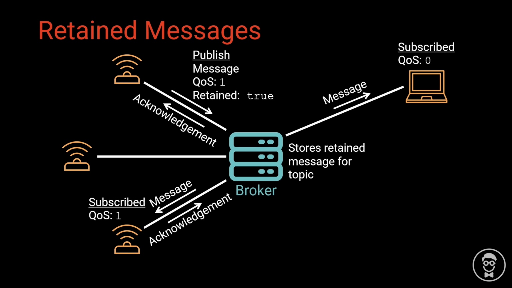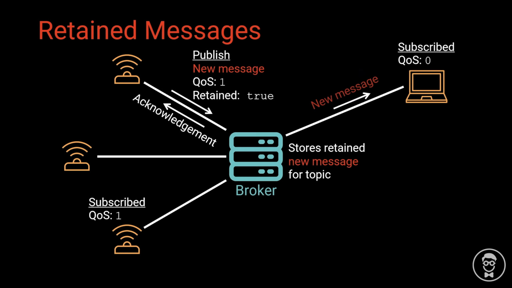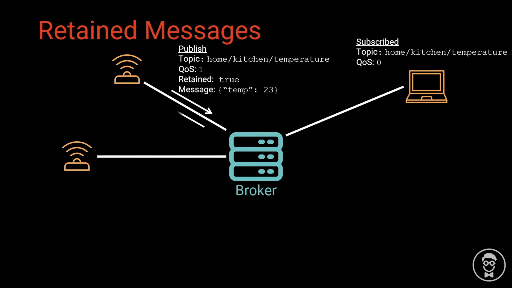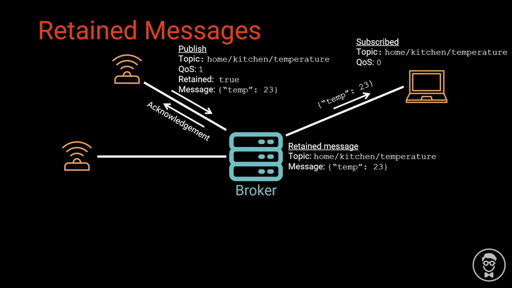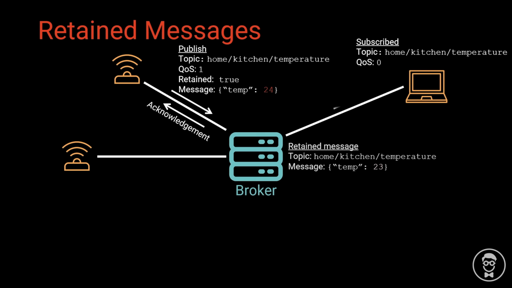Note that a topic can only have one retained message at a time. Anytime a new retained message for a topic is published, it overwrites the previous one. Let's say your kitchen temperature sensor takes a reading and publishes 23 degrees as the current temperature. It marks this message as retained, so the broker will store this message in the home/kitchen/temperature topic. 15 minutes later, it publishes 24 degrees, also marked as retained. The broker will replace the original 23 with the new 24 as its retained message for that topic.